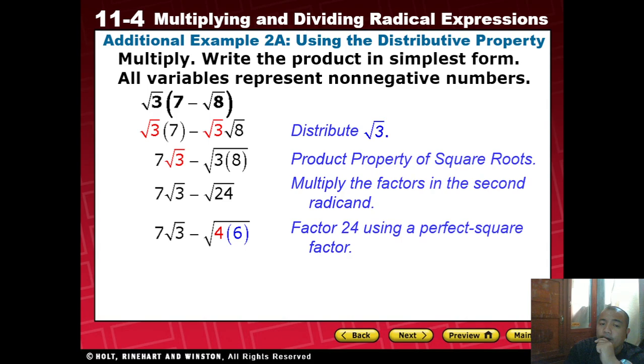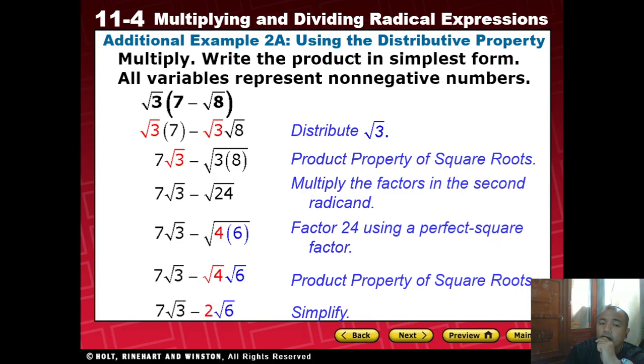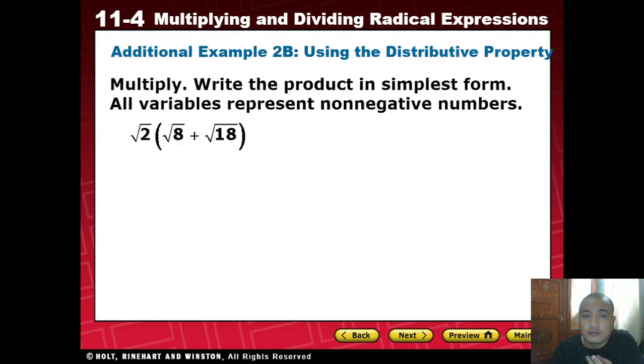So that can be written as square root of 4 times square root of 6. Then simplify: 7 square root of 3 minus 2 square root of 6, because square root of 4 is 2 here. So we cannot simplify this anymore. This is the final answer. Yes, because we cannot combine them. They are unlike radicals, I should say.